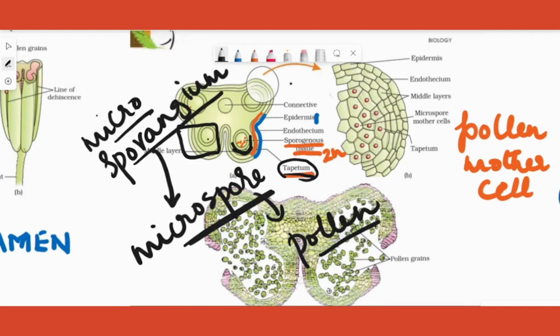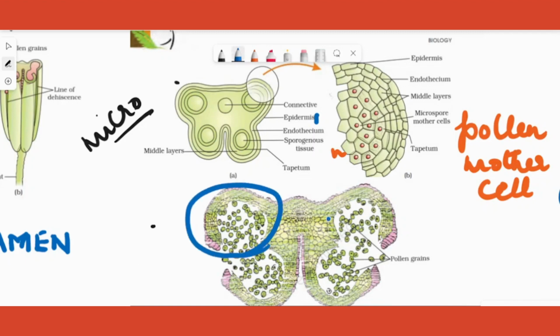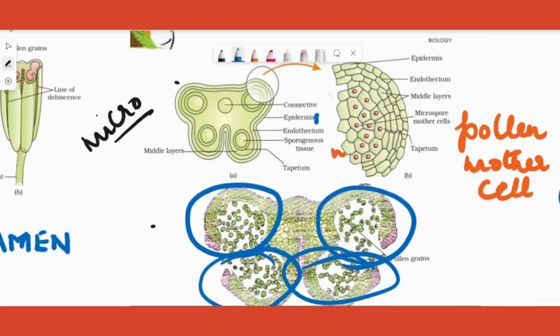So how many microsporangium are there? 1, 2, 3 and 4. 4 microsporangium are there. Alright. In each of the microsporangium are your sporogenous tissue covered by tapetum. That much you should be clear. So these are all your microsporangiums, 1, 2, 3 and 4, inside which microspore will be produced. Who can produce? The cells of the sporogenous tissue, which is also called as pollen mother cell.